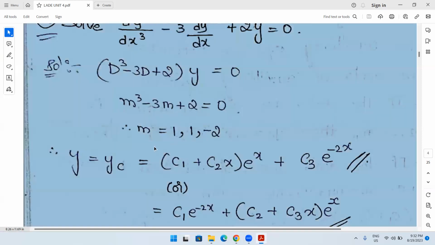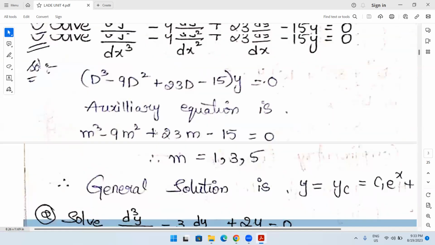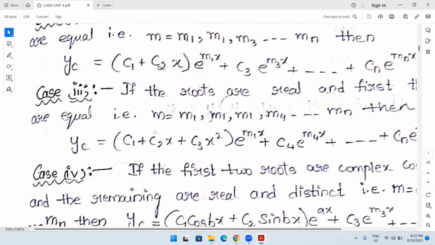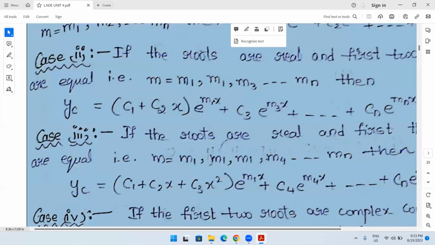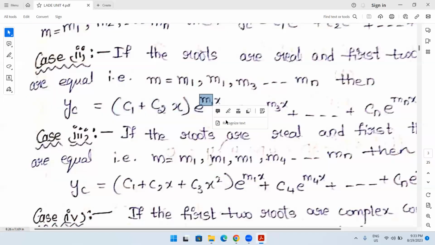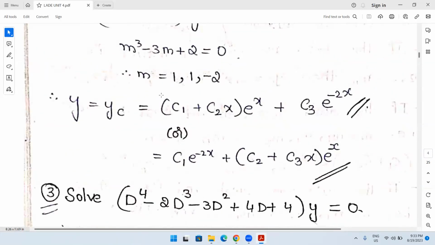So this problem comes under which case? Second case. What is the second case? First two roots are equal. If the first two roots are equal, so we write what? C1 plus C2x into e power m1x, where m1 is the equal root. What's the equal root here in this case? 1. So in the place of m1, we put 1. So C1 plus C2x into e power 1x, here m1x. The remaining root is, since it is distinct, we write C3 into e power m3x. What is m3? Nothing but the third root, minus 2.